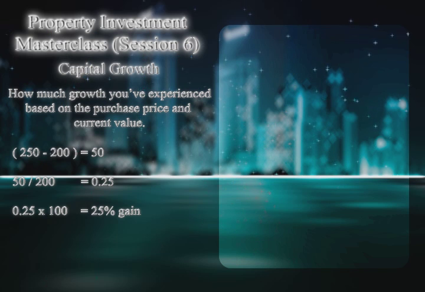and that gives you 0.25, and then you times that by 100, and that will give you 25%. So that's how you work out the capital growth that you've experienced. It's basically the gain, the 250 minus the 200, which is 50, expressed as a percentage relative to what you paid for. So that 50 you divide by 200, which gives you 0.25, and then you times that by 100, so you've made a 25% gain, a 25% capital growth.